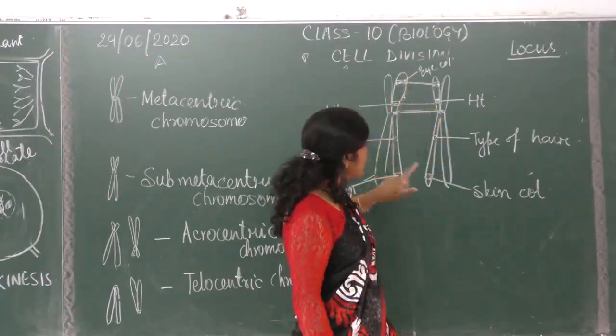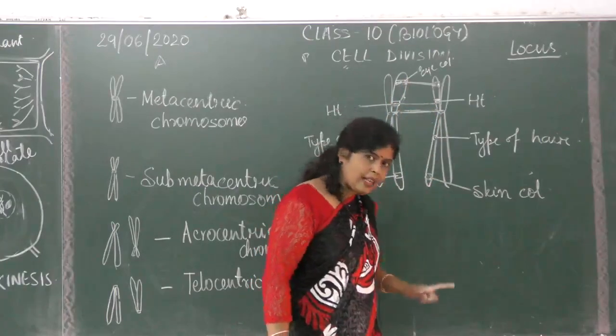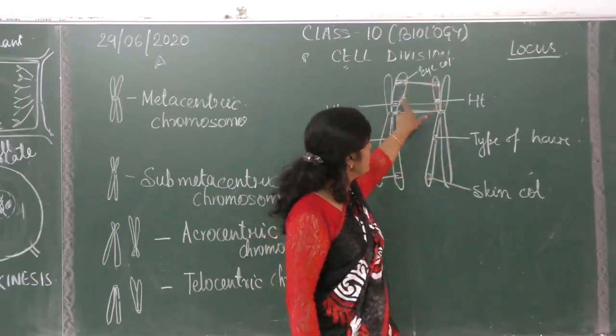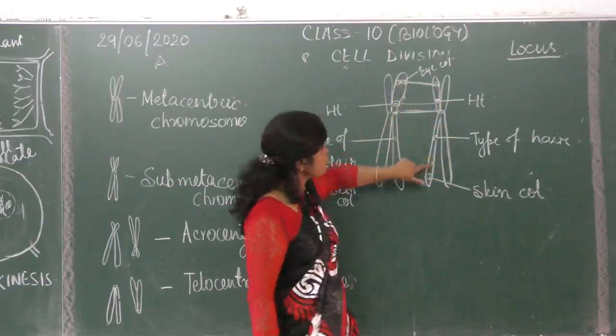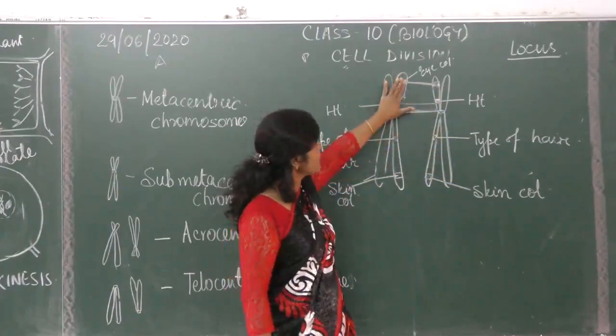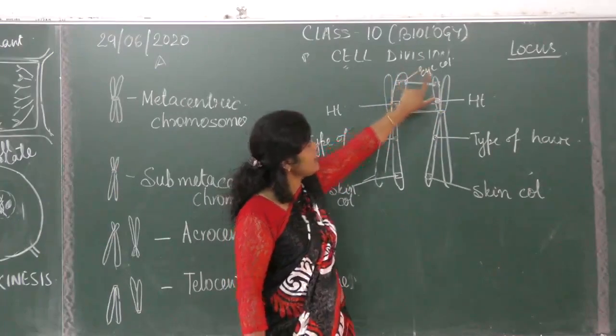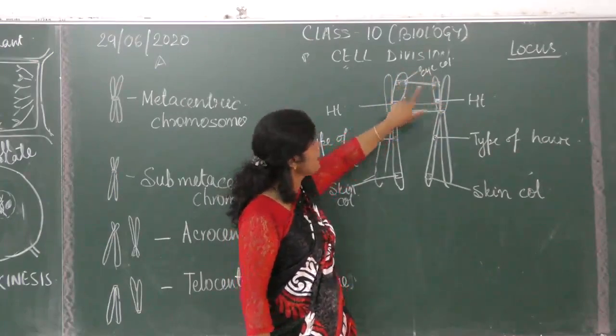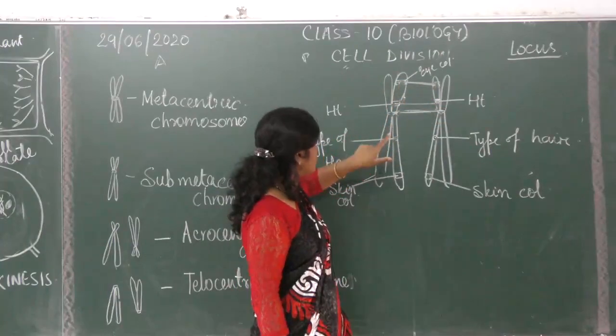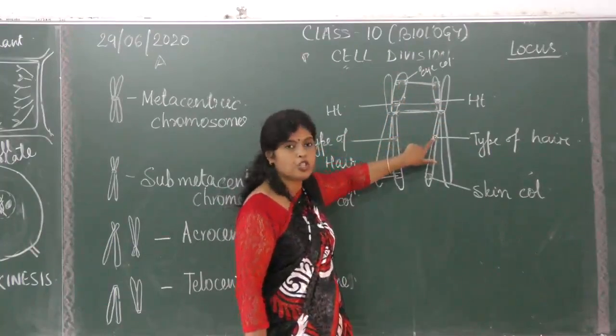They should be containing the same gene, and the gene should have the same locus. It cannot change its locus. If height is here, height should be here. If color of eye is here, color of eye should be here. If height is here, height should be here. If type of hair is here, type of hair should be here.